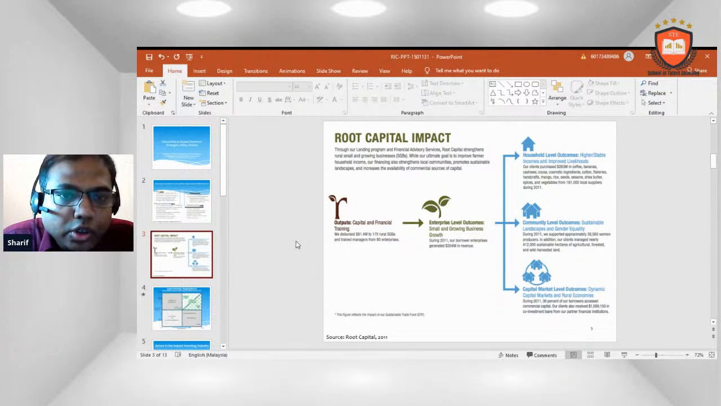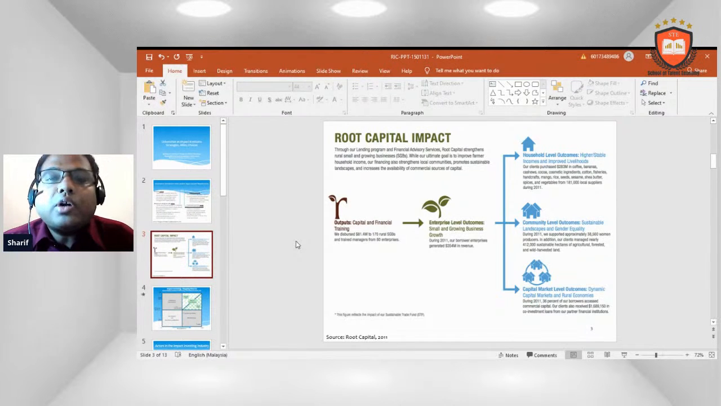We disbursed 81.4 million to 170 rural enterprises and trained managers from 80 enterprises. Enterprise level outcome: small and growing business growth. During 2011, our borrowing enterprises generated 35 million dollars in revenue. For household level incomes, we need higher, stable incomes and improved livelihoods. Our clients purchased $283 million in coffee, bananas, cashews, coconut, cosmetics ingredients, cotton, fisheries, handicrafts, mango, rice, seeds, sesame, shea butter, spices and vegetables from 181,000 local suppliers during 2011.